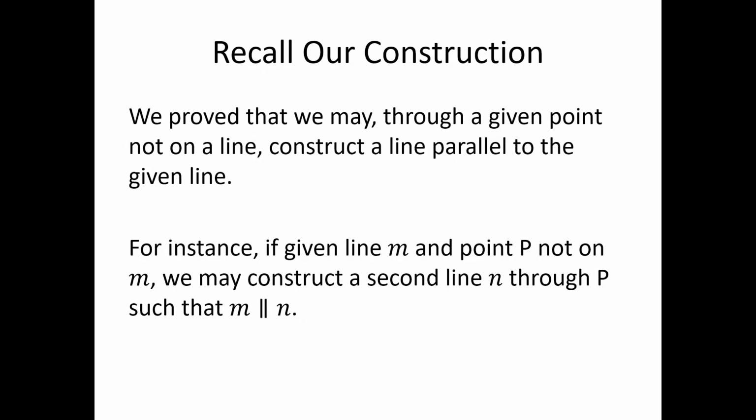Okay, well, to answer that question, let's reflect first of all on the construction that I introduced in the last lesson, the new construction. The construction was this: if we're given a line and a point not on that line, then we may, through that point, construct a line parallel to the given line. So, for instance, if our given line is M, and P is a point not on it, then we may construct a second line N through P such that M and N are parallel.